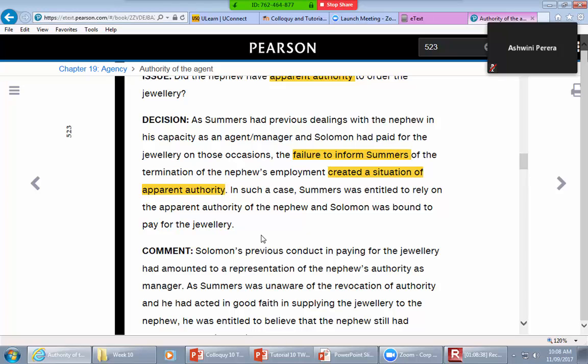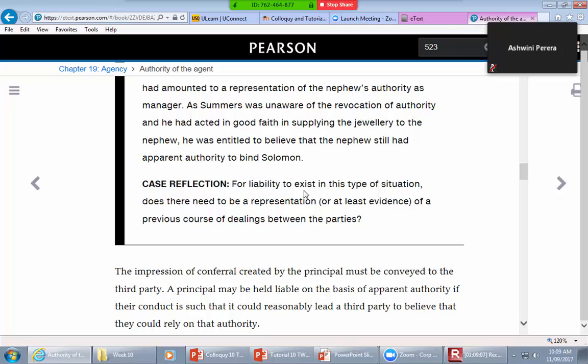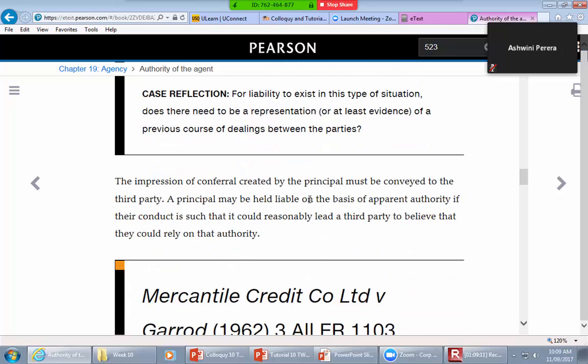So you, as the principal, have this duty to this third party because of this business relationship with them to inform them when the nephew is no more acting on your behalf. Solomon's previous conduct in paying for the jewelry had amounted to a representation of the nephew's authority as manager. So as Summers was unaware of the revocation, he had acted in good faith and supplied the jewelry, so he has entitlement to be paid for that jewelry.